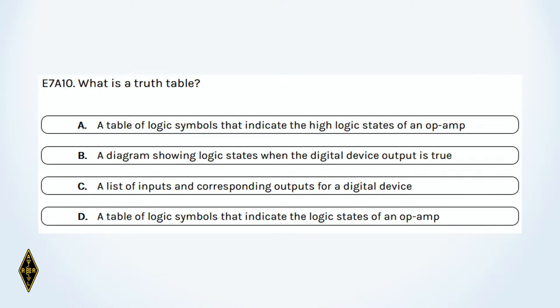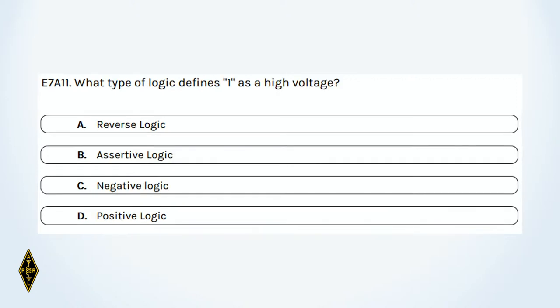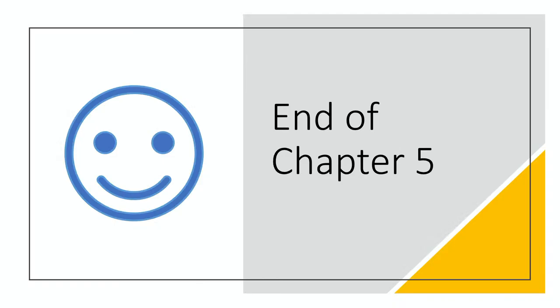So what is a truth table? Charlie. It is a list of inputs and corresponding outputs for a digital device. And what type of logic defines one as a high voltage? Delta. That's positive logic. And that, ladies and gentlemen, is the end of the chapter.